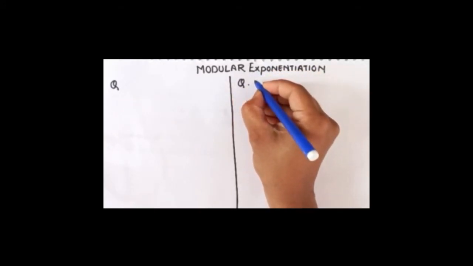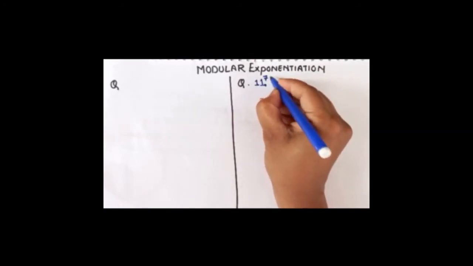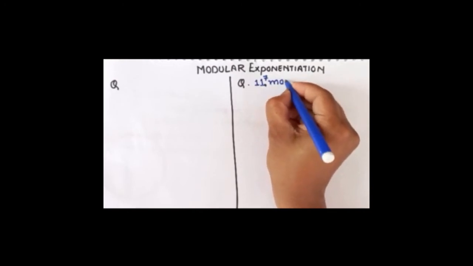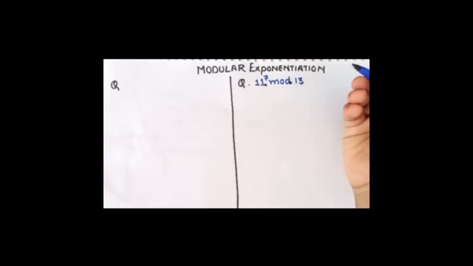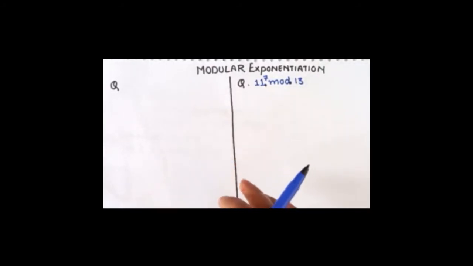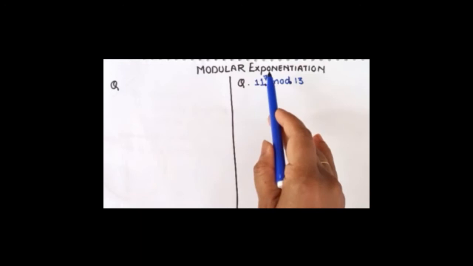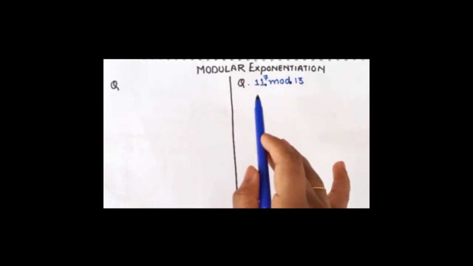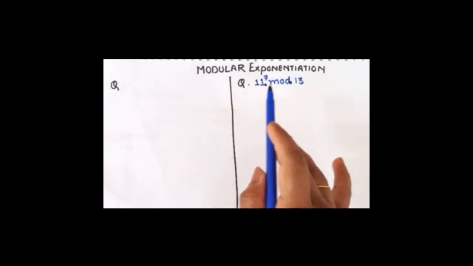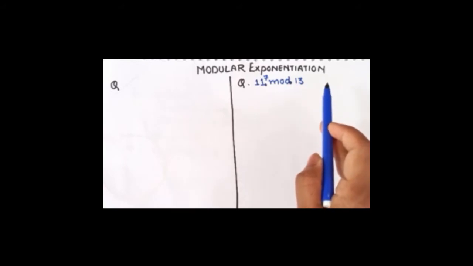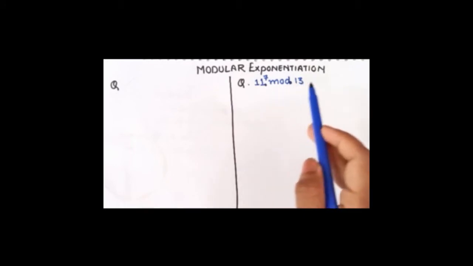Suppose we are to find the value of 11 to the power 7 mod 13. Now, I'm asking you to find the value of 11 to the power 7 mod 13. Can you see 11 to the power 7 is a big value, right? If it was only 11 mod 13, it would have been easier for you to find the remainder, right? 11 mod 13 would have meant 11 divided by 13. What residue do you get? So that was easy. The answer was simply 11.